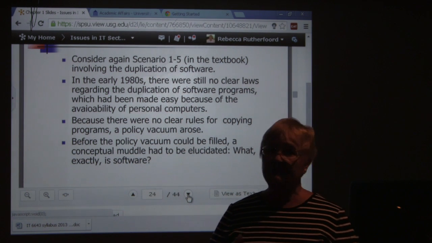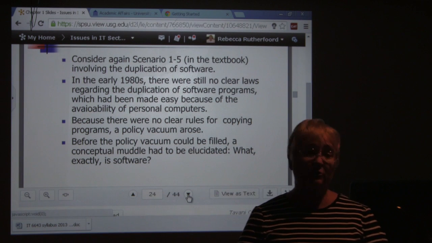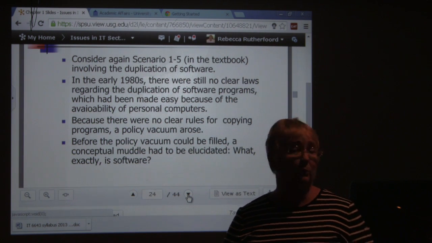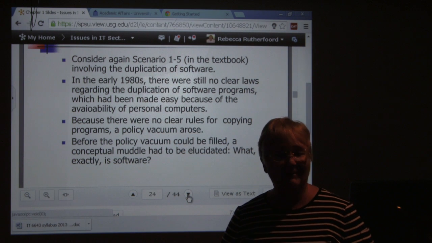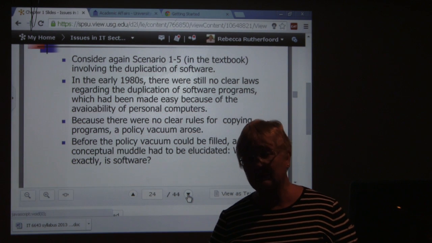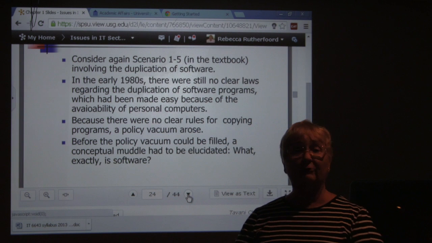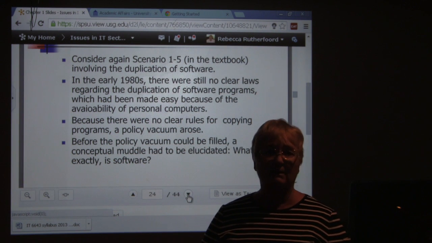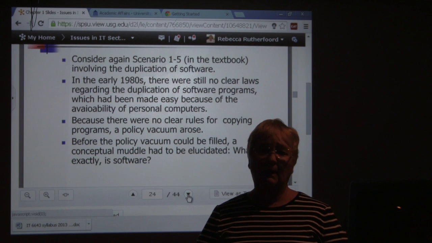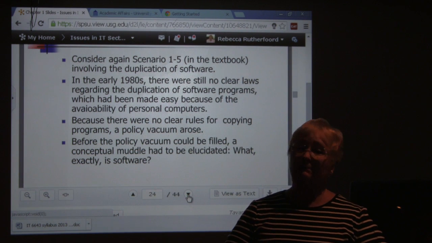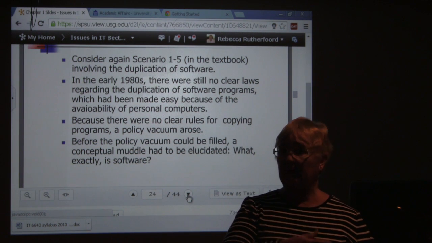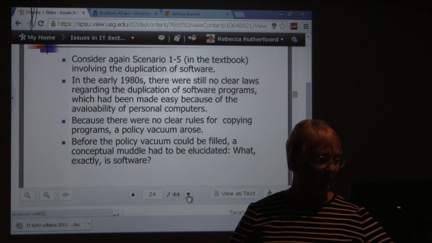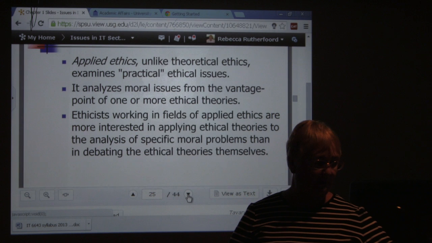For instance, take scenario 1.5, which had to do with the duplication and copying of software. In the 1980s there really weren't any clear laws about this. Software was still relatively new, especially software that the everyday person could get. So we simply didn't have laws. We do now. That was, in effect, a policy void or policy vacuum, and we needed to address that issue. And so we've created several new laws that deal with that.